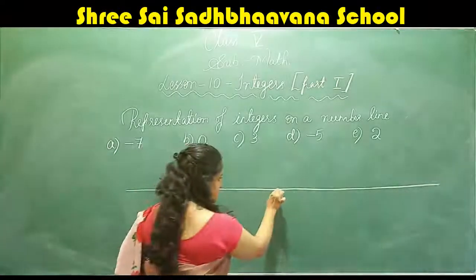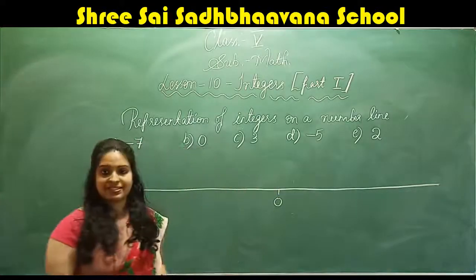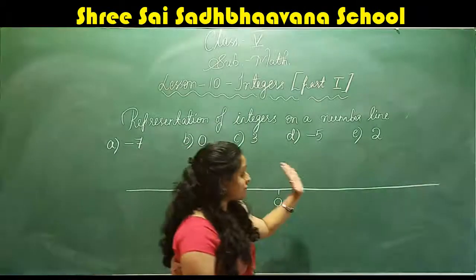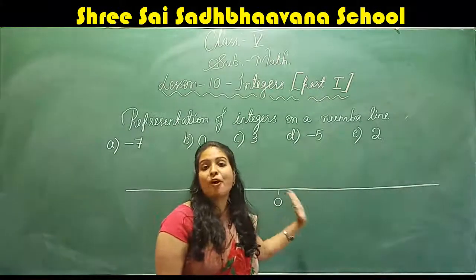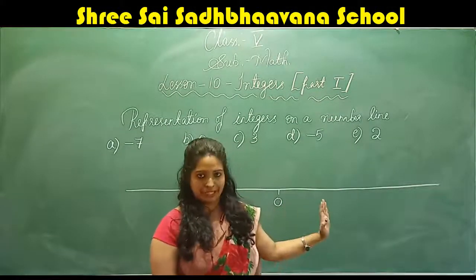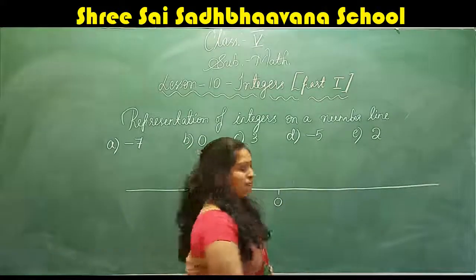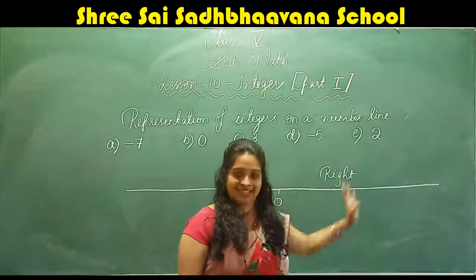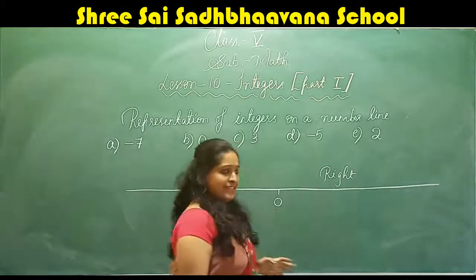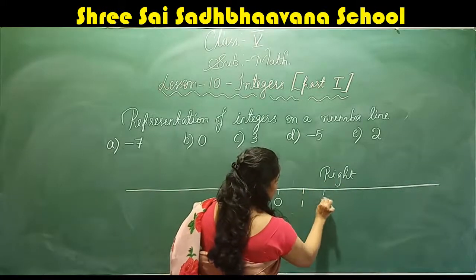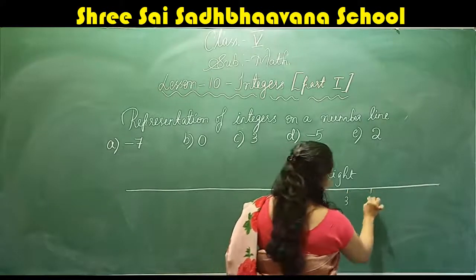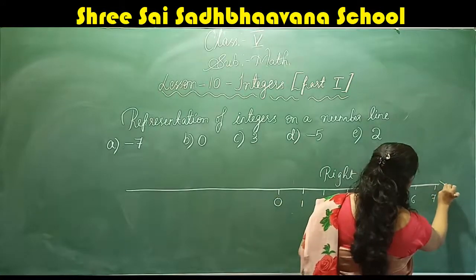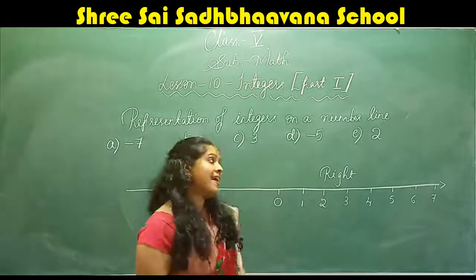So here comes 0. In the middle I'll mark 0. In the middle I marked 0, and to the right of this line I'm going to mark the positive integers, I mean the positive numbers. This is the right side of the number line. Here come all the positive integers, nothing but 1, 2, 3, 4, 5, 6, 7. You can even extend also.